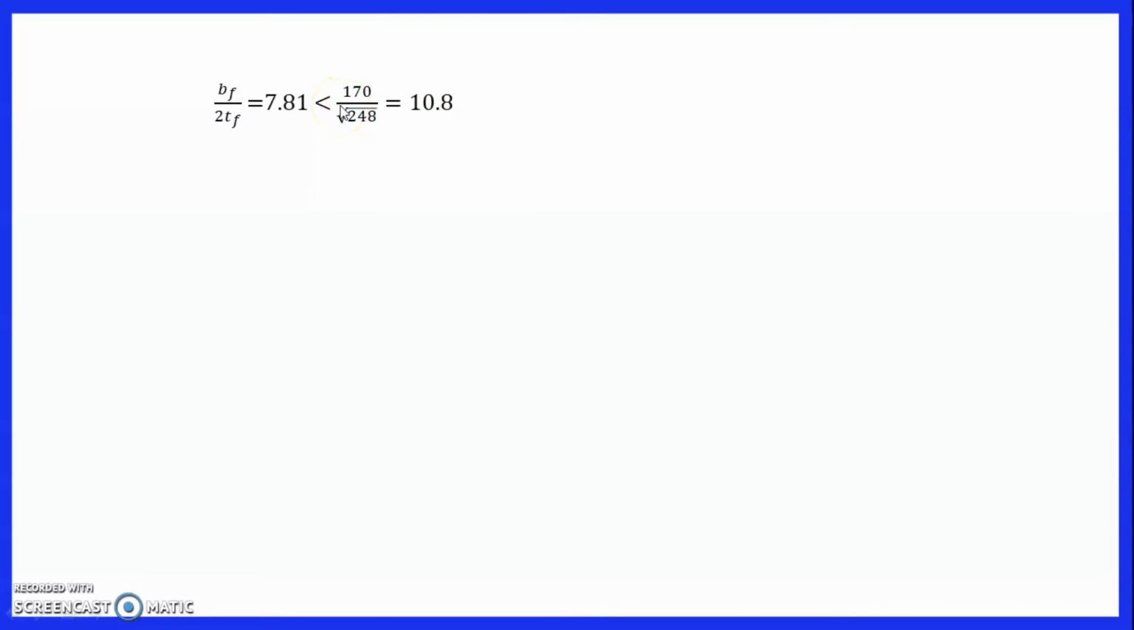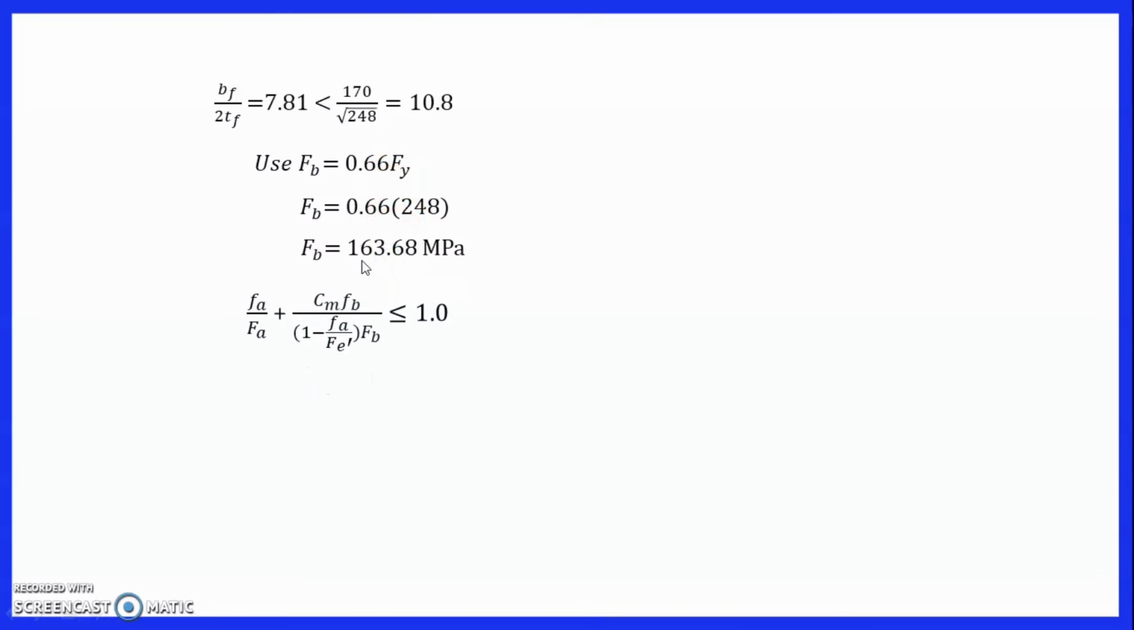Since the width thickness ratio is lesser than 10.8, we have to use the formula for the allowable bending stress and tension, which is equal to 0.66 multiplied by the yield strength. Substituting the value, we have 0.66 multiplied by 248, which is the yield strength, which is equal to 163.68 megapascal.